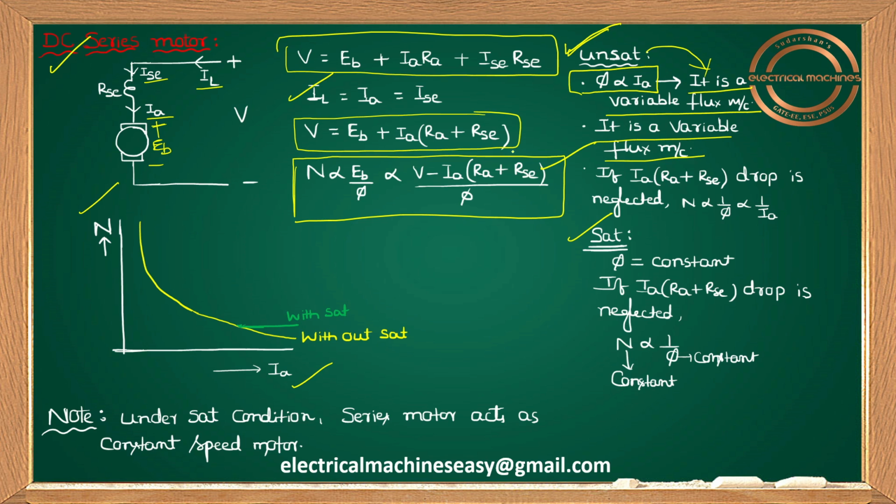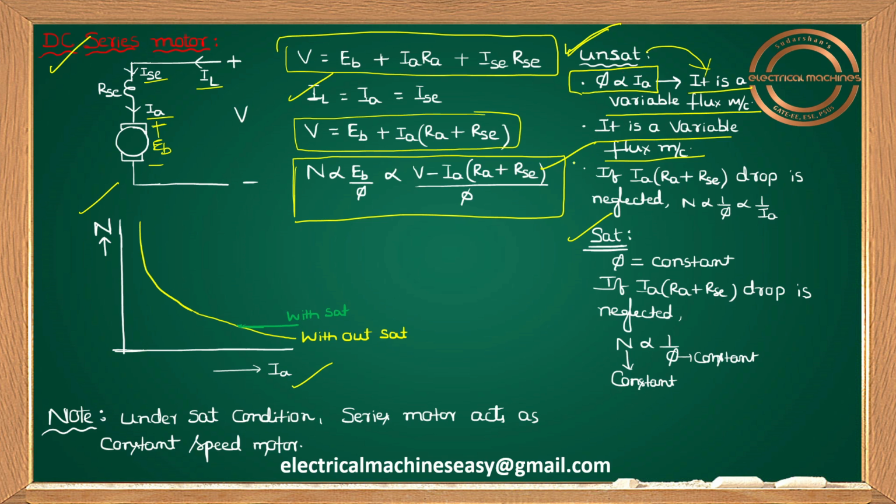And try to understand here one thing. Let me draw first of all without saturation. If there is no saturation considered at that time, let me draw N versus IA curve. If there is no saturation, as long as IA varies, your flux also varies.